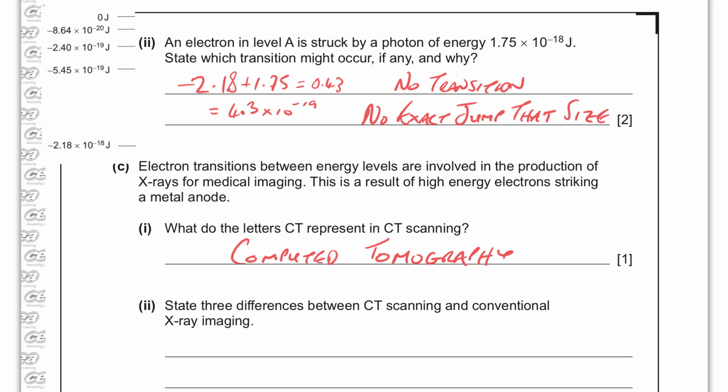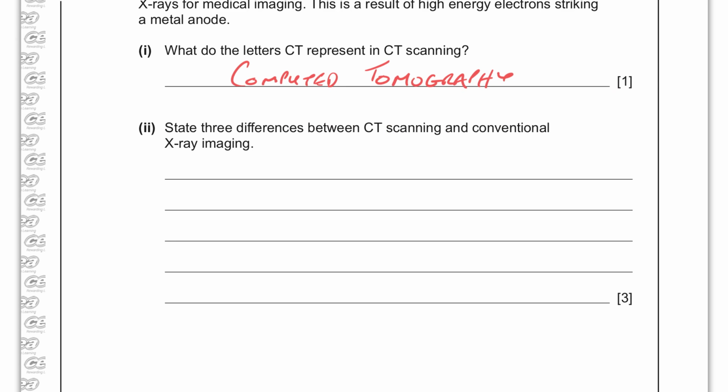Part 2, state 3 differences between CT scanning and conventional X-ray imaging. So there are several things. Firstly, an X-ray image is a 2D image, whereas a CT is a 3D image. You're going to get a higher dose of X-rays with a CT because it's multiple images, whereas an X-ray is a single image. And other things, like CT would be better at imaging more soft structures that are different to bone, which a regular X-ray would be good at imaging.